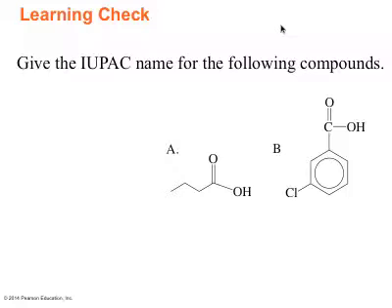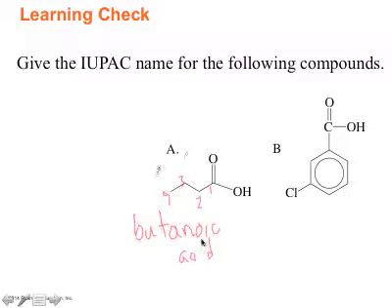All right, so this A, I'm looking at this and I see 1, 2, 3, 4. I see 4 carbons. We have to start numbering these by the carbon where the functional group is. So this has to be carbon 1, 2, 3, 4. There are no substituents, so this would be butanoic acid. 4 carbons, butan, drop the E, oic acid. All right, pretty straightforward.